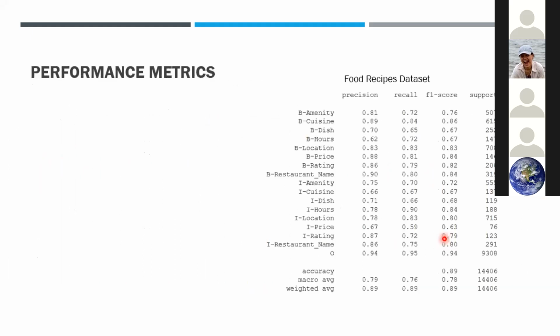So let's look at some other performance metrics for the food recipe data set. You can see precision, recall, and F1 score for each tag. They all, in fact, have pretty decent values, 70, 80%, except one tag, which is the I price tag. And again, in this case, the support is low. There are only 76 instances of this tag in the data. So it's pretty clear that as long as we have enough data in the training set, we can identify our tags pretty well. And the overall accuracy is 89% in this case.